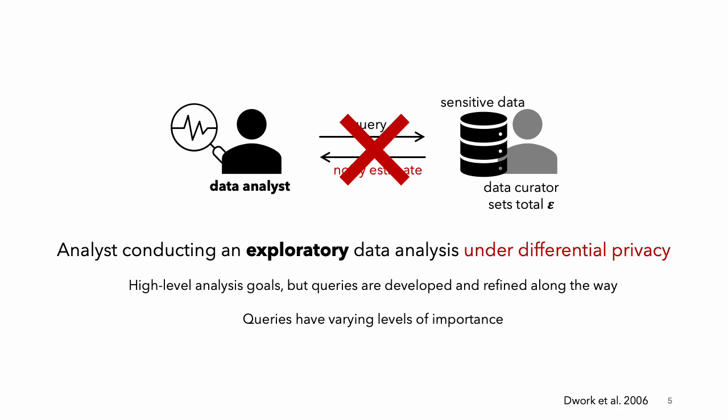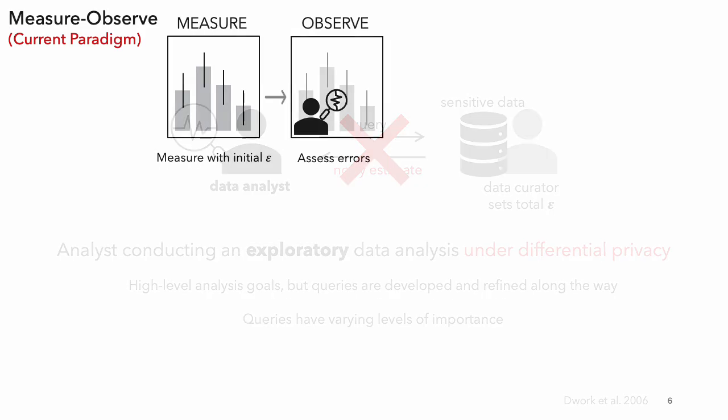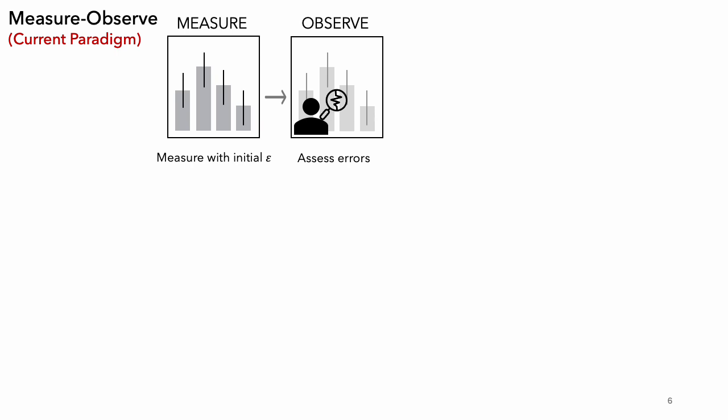So how would an analyst decide how much epsilon to spend on each query? We'll first look at what happens in the current paradigm, then I'll introduce our proposed paradigm. The current paradigm follows a measure-observe pattern, where an analyst first issues a query with an initial amount of epsilon. Then they observe whether errors associated with the estimate seem too large. The bar heights reflect the noisy estimate, while the error bars reflect expected root mean squared error computed in a data-independent way. To make this concrete, imagine an analyst issues a query about the number of people in different age groups. If errors for each count are too large, it may be hard to distinguish which groups have the highest counts.